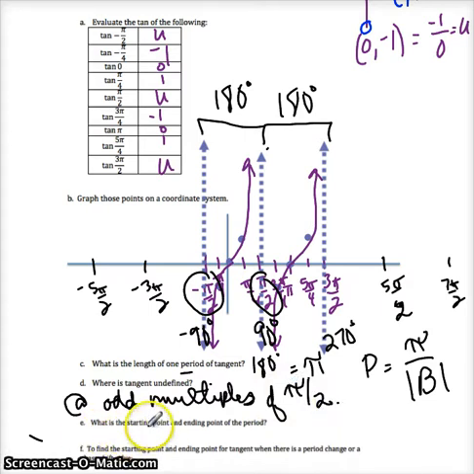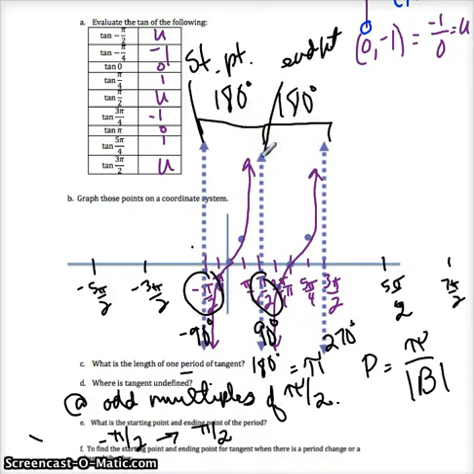So where is the starting point and the ending point of a period? Well, we could choose any of these asymptotes that we wanted to, but so we are all doing the same thing. We will say that the starting point is negative pi over 2, and the ending point is positive pi over 2. Let me point out again that tangent begins and ends between these asymptotes. So we're using our asymptotes as the starting point and the ending point.